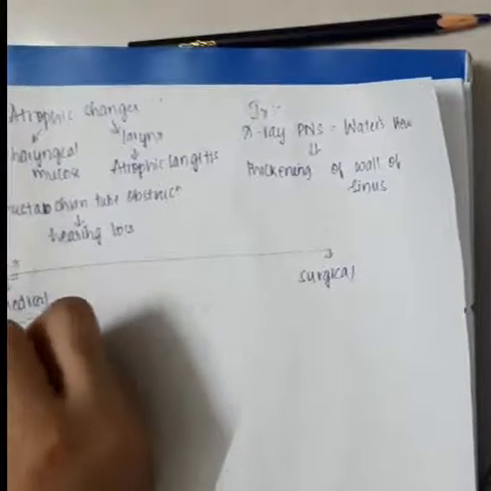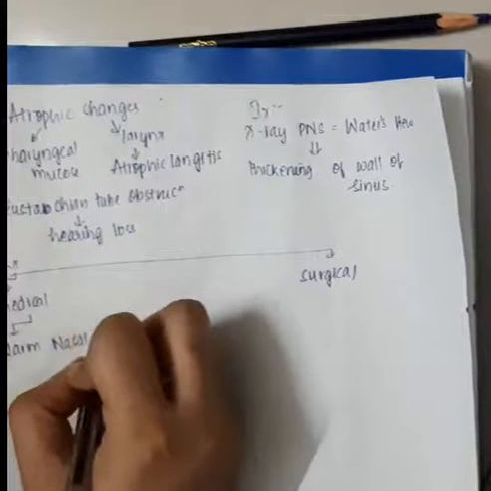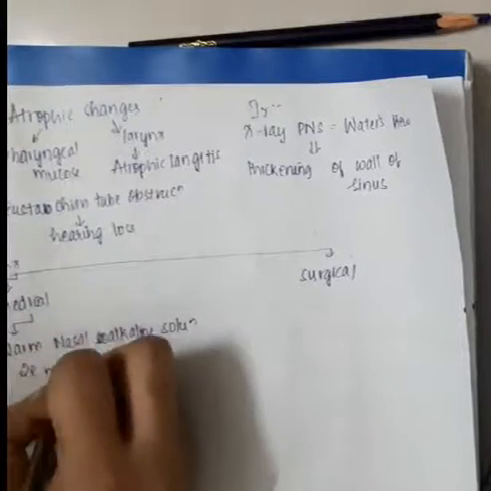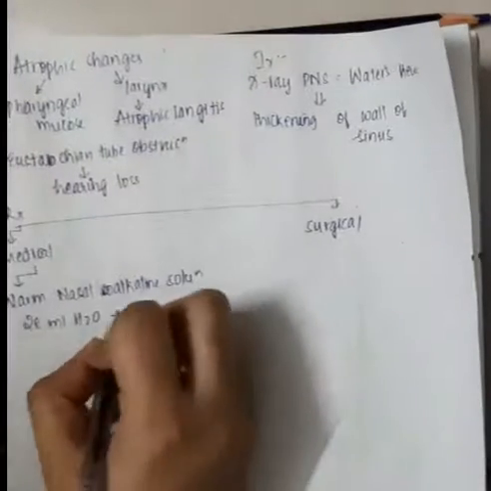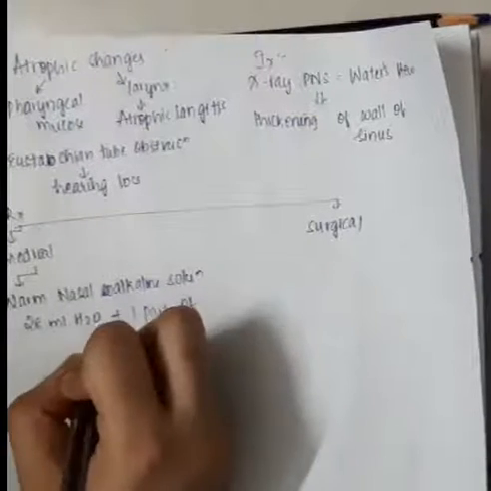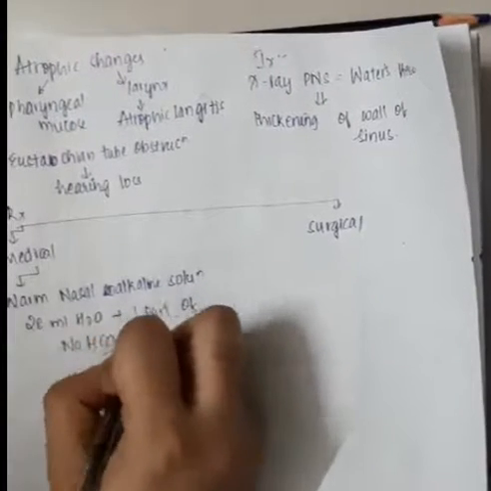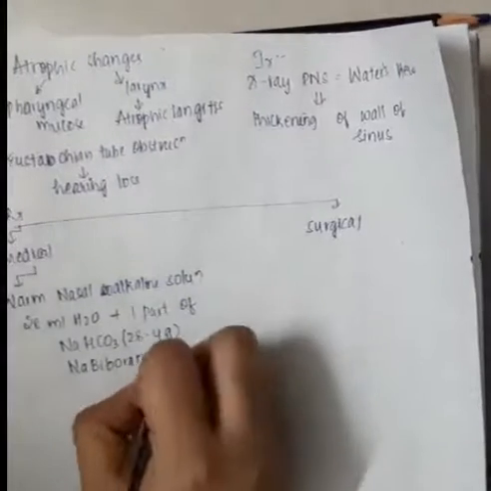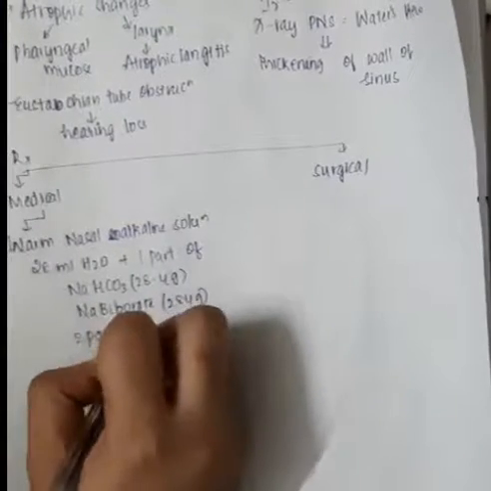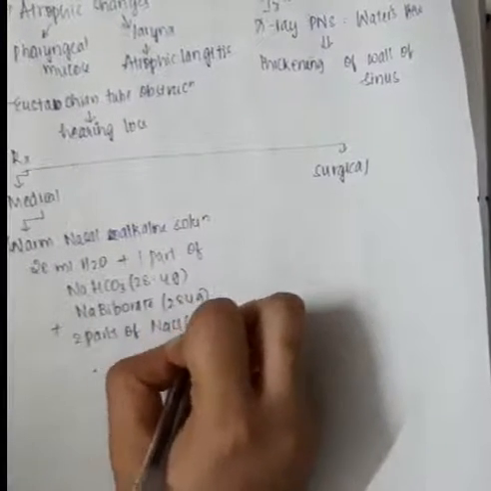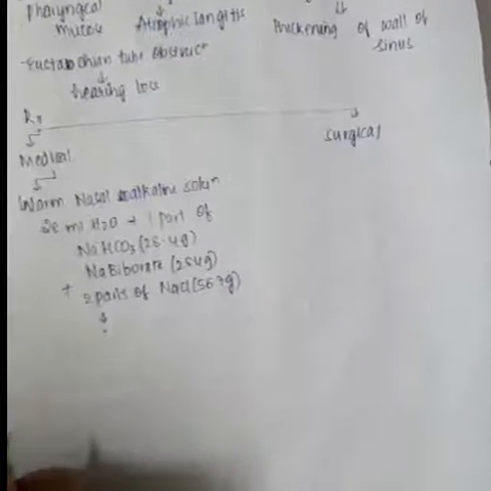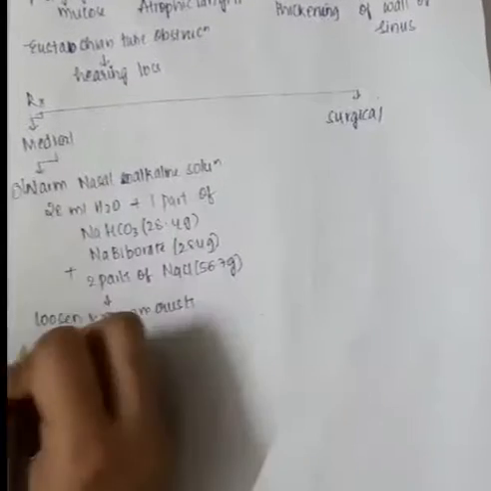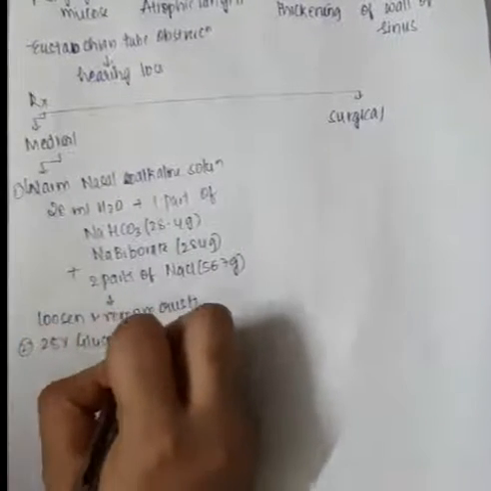In the medical treatment, you have to give a warm alkaline nasal solution. The nasal alkaline solution contains 28 ml of water. To this you add 1 part of sodium bicarbonate, 28.4 grams. You also add sodium biborate, 28.4 grams again, and 2 parts of NaCl, which is 59.7 grams. This will loosen and remove the crusts.